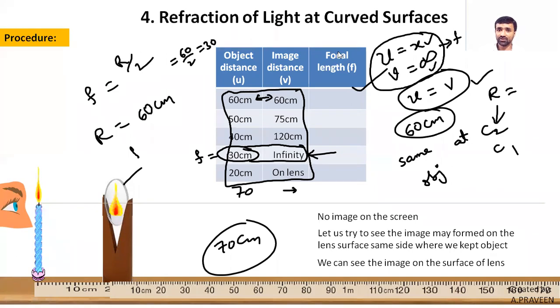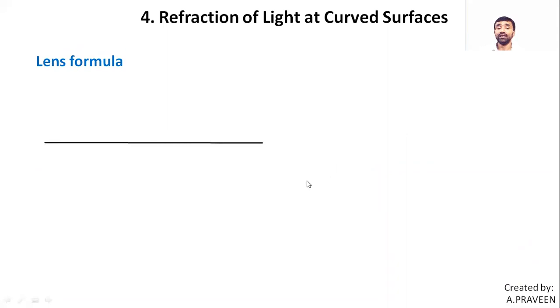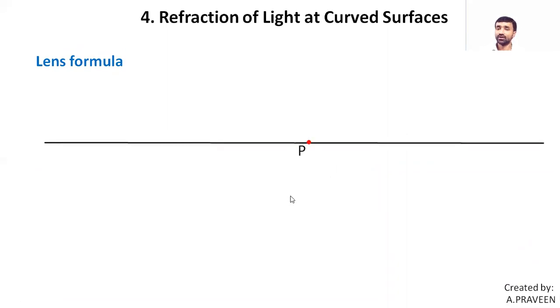That is the lens formula. What is the lens formula? Derivation. So before that, we are considering one imaginary situation: the object is placed in front of a convex lens, having the focal length unknown, F. Focal length I am not giving, it is unknown.